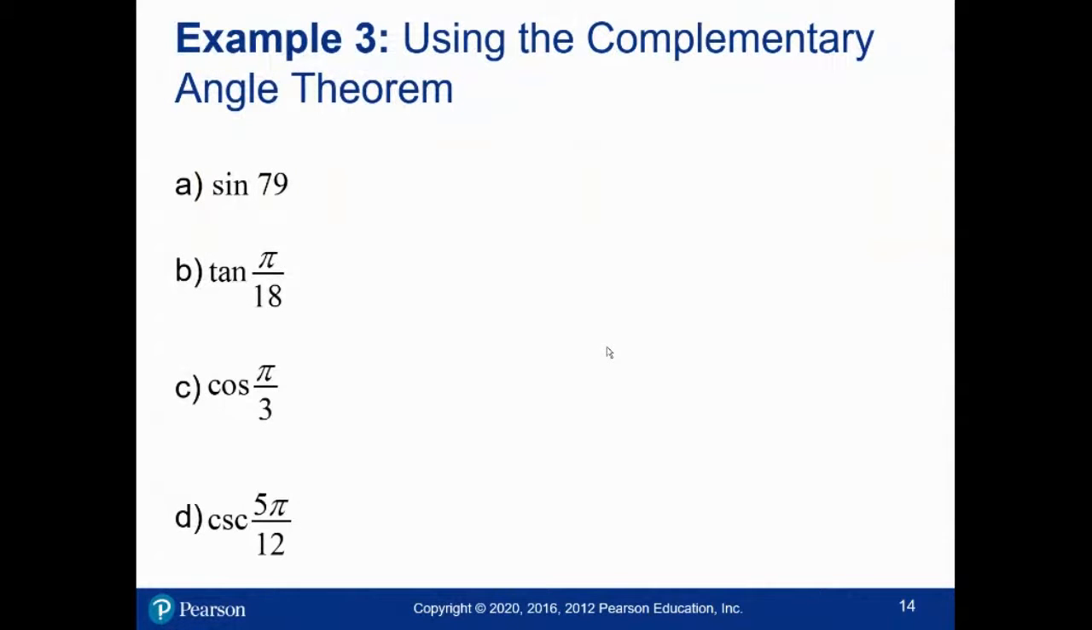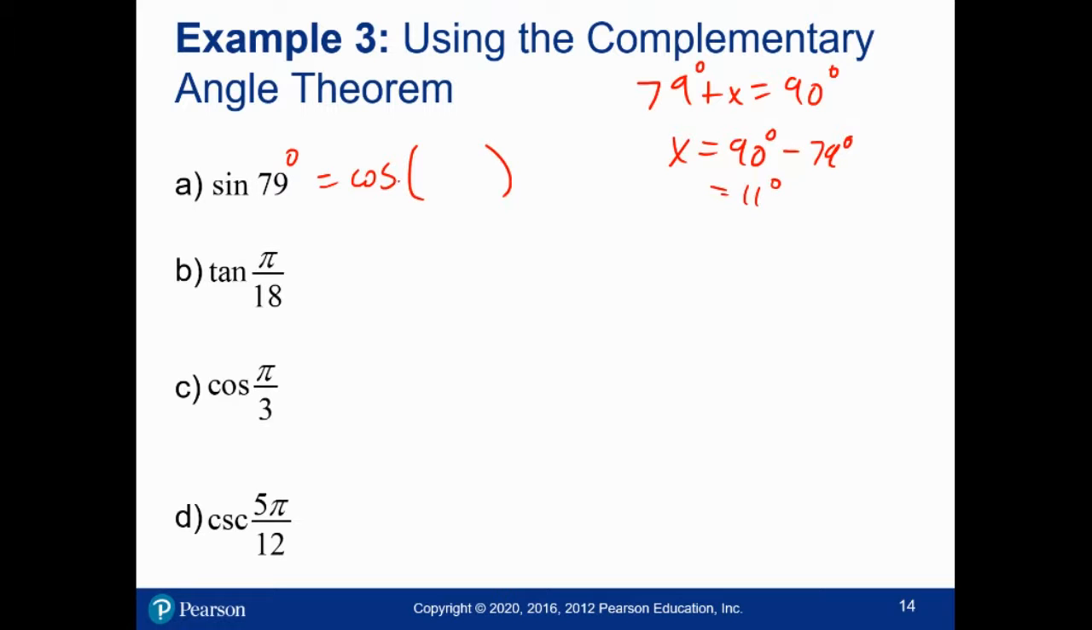So let's use that. How can I use complementary angles to express each of these in a different way, using a different trigonometric function? So instead of sine of 79, we're going to want cosine of what? Something that makes it add up to 90. So 79 plus what is equal to 90 degrees? I'm assuming that this 79 was not radians, it was supposed to be degrees, because it would be a very unusual radian measure. Well, then x needs to be 90 degrees minus 79 degrees, which is 11 degrees. So the sine of 79 degrees is the cosine of 11 degrees.